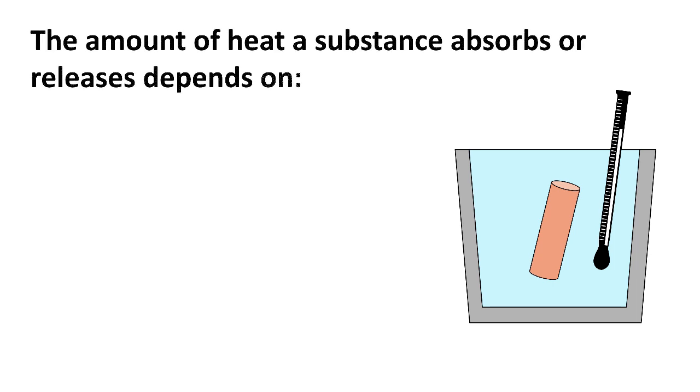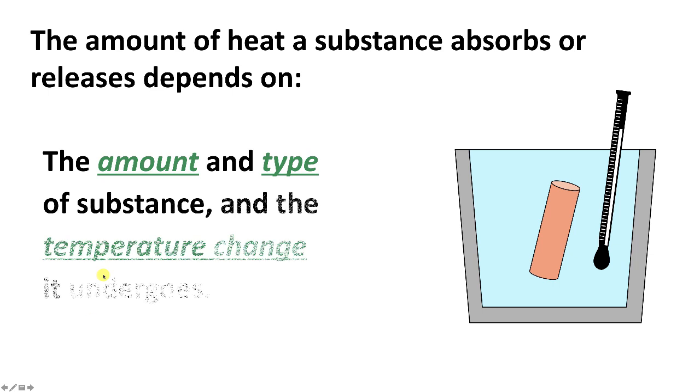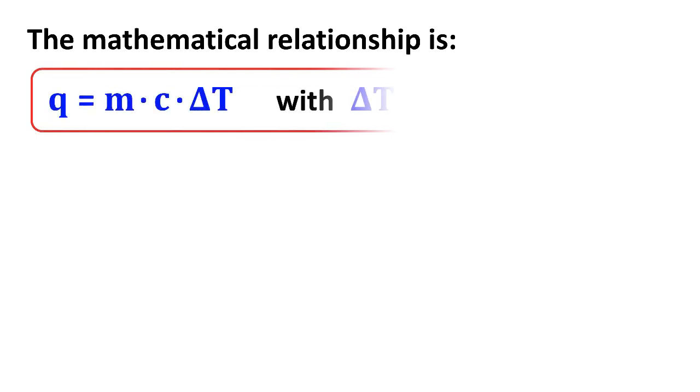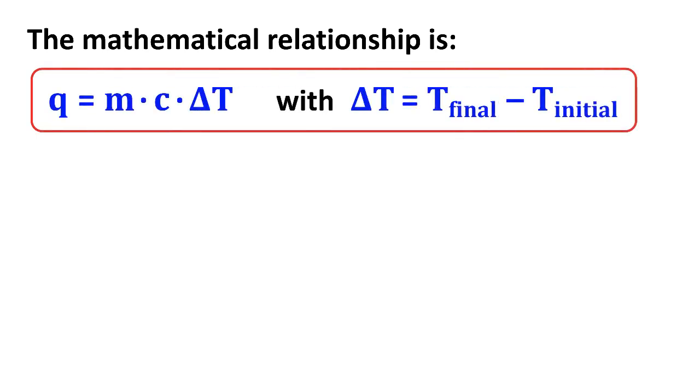Now, the amount of heat that a substance will absorb or release depends upon several factors, and specifically, it depends upon the amount of substance, it depends upon the type of substance, and it depends upon the temperature change the substance undergoes. And there's a mathematical relationship between these quantities, and the equation is Q equals mc delta T, with delta T equals T final minus T initial.